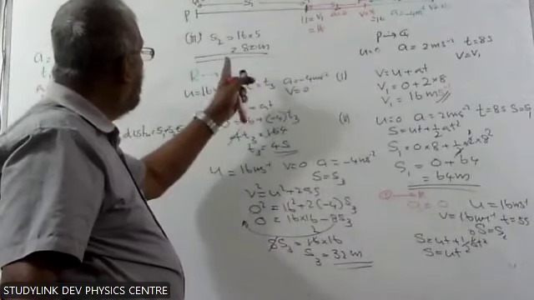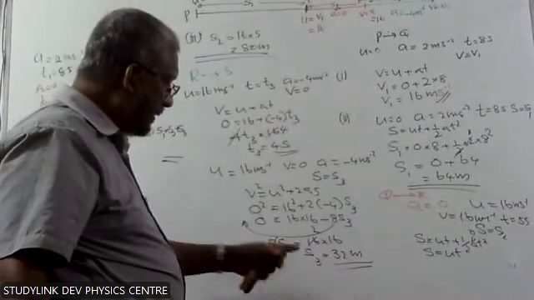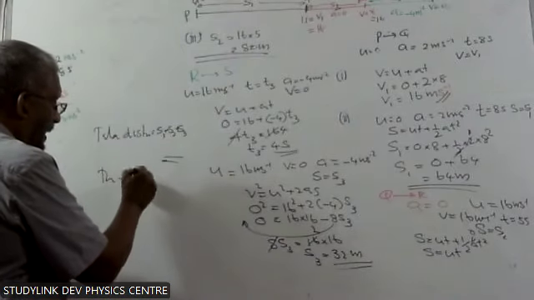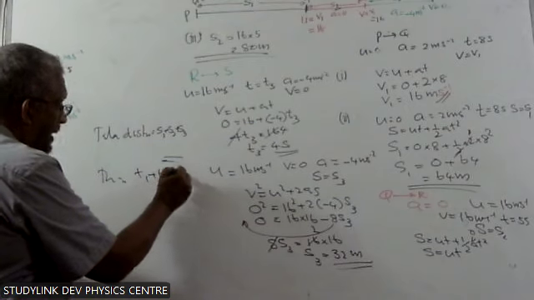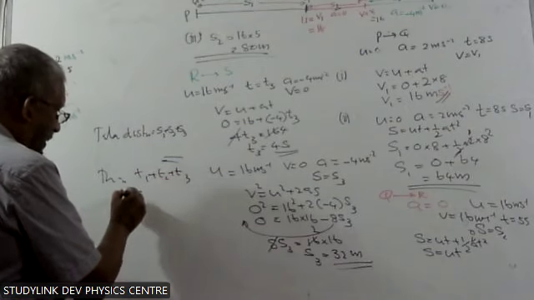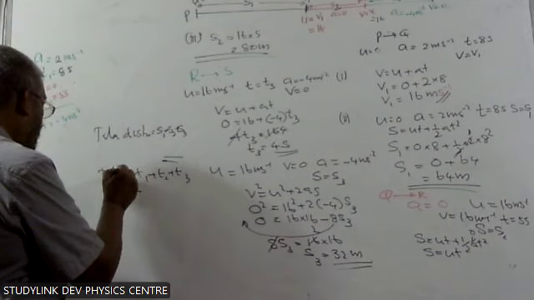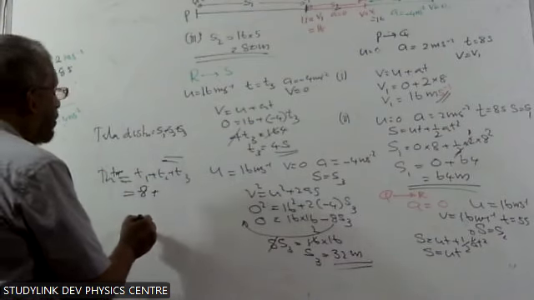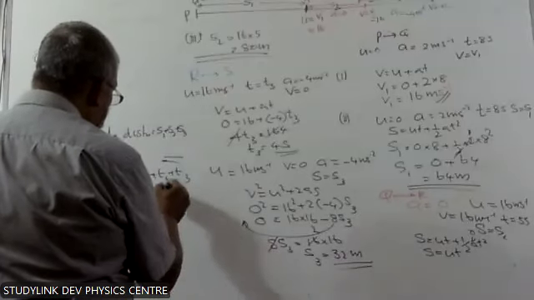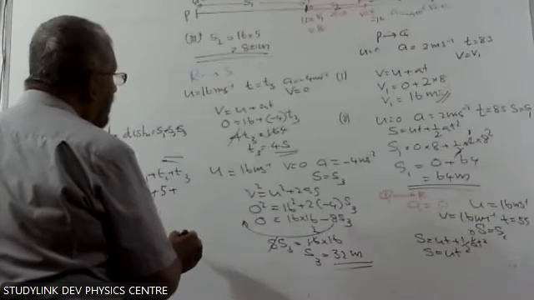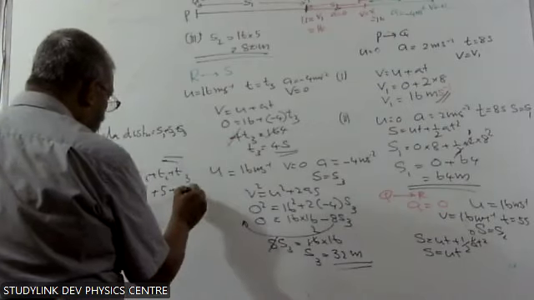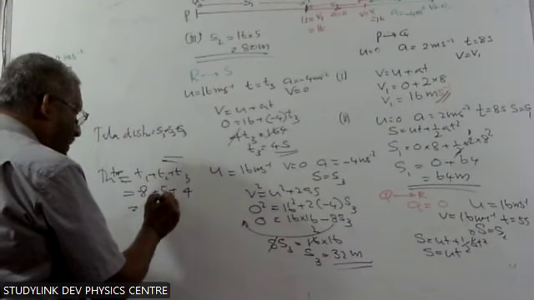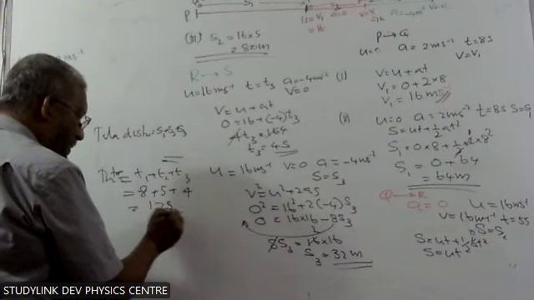S1, then S2, then S3. Total time is T1 plus T2 plus T3. T1 is 8 seconds. T2 is 5 seconds. And finally, we found T3 as 4 seconds. Then the total is 17 seconds.